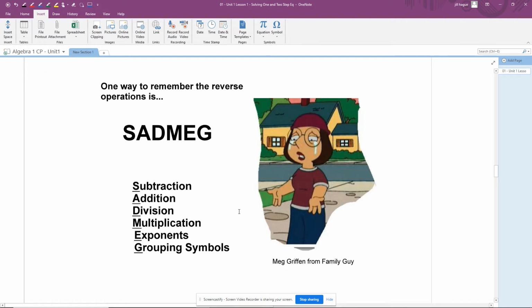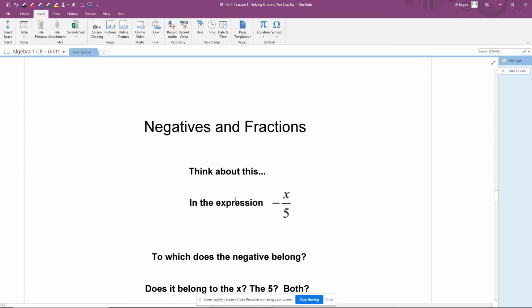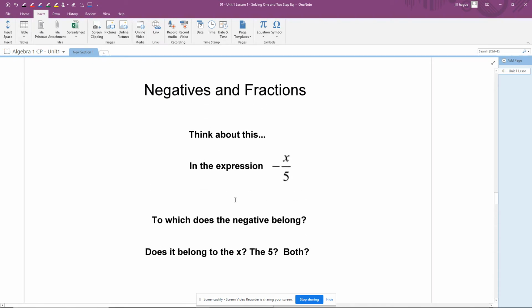Okay, so another thing we have to understand is you might have an equation that looks like this. Well, over here, does the negative belong to the x? Does the negative belong to the 5? Does it belong to both? Right? So we have to figure that out.